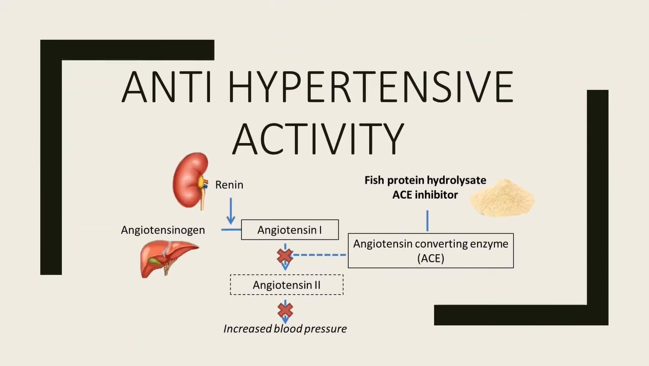Angiotensin-converting enzyme catalyses the conversion of angiotensin 1 to the potent vasoconstrictor angiotensin 2. Inhibition of ACE activity leads to a decrease in the concentration of angiotensin 2, with a concomitant reduction in blood pressure. Inactivating ACE is considered the first line of therapy to treat hypertension. The ability of fish peptides to inhibit ACE is useful in the therapeutic approach of treating hypertension.